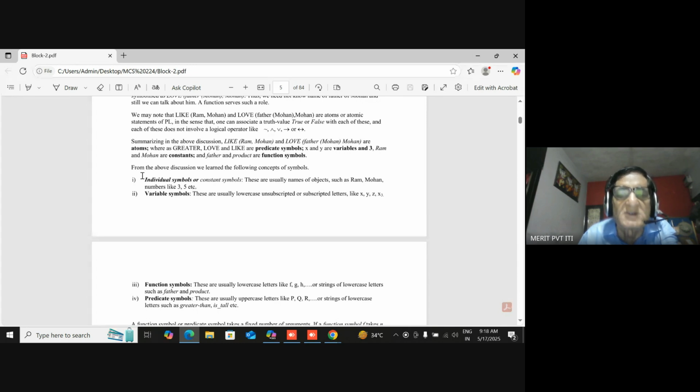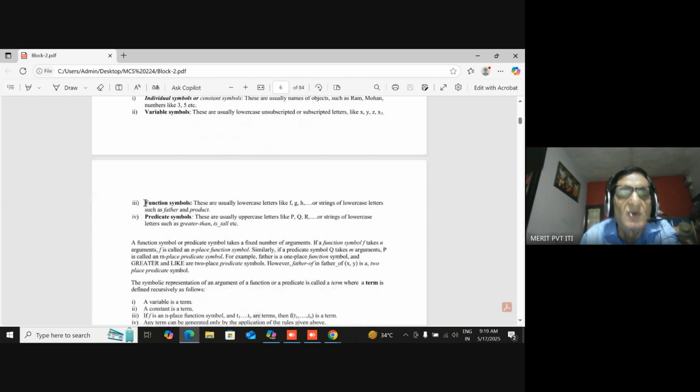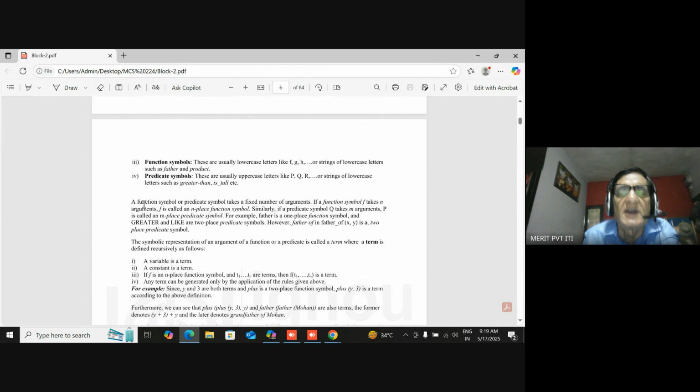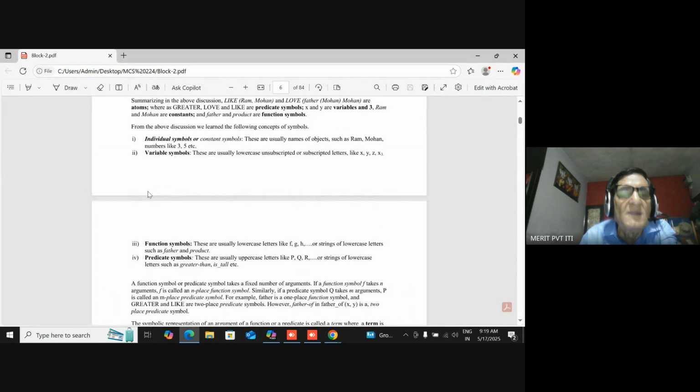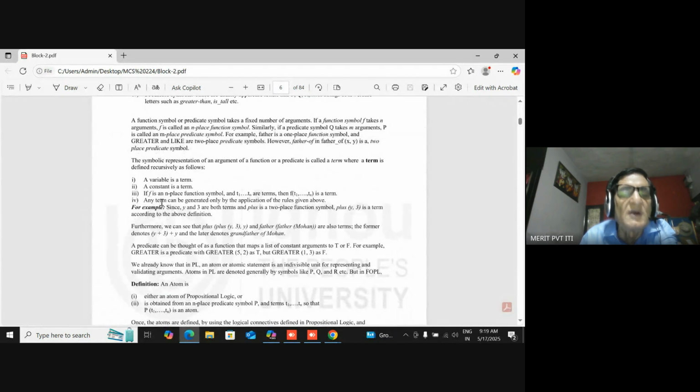Individual symbols or constant symbols are usually names of objects such as Ram, Mohan, or numbers like 3, 5. Variable symbols are usually lowercase unscripted or subscripted letters like X, Y, Z. Function symbols are usually lowercase letters like F, G, H. And predicate symbols are capital letters P, Q, R, or strings of letters such as greater than, is, tall, etc. These are the predicate symbols. So you now see all the individual symbols, variable symbol, function symbol, and predicate symbol. So a variable is a term, a constant is a term, and so on and so forth.